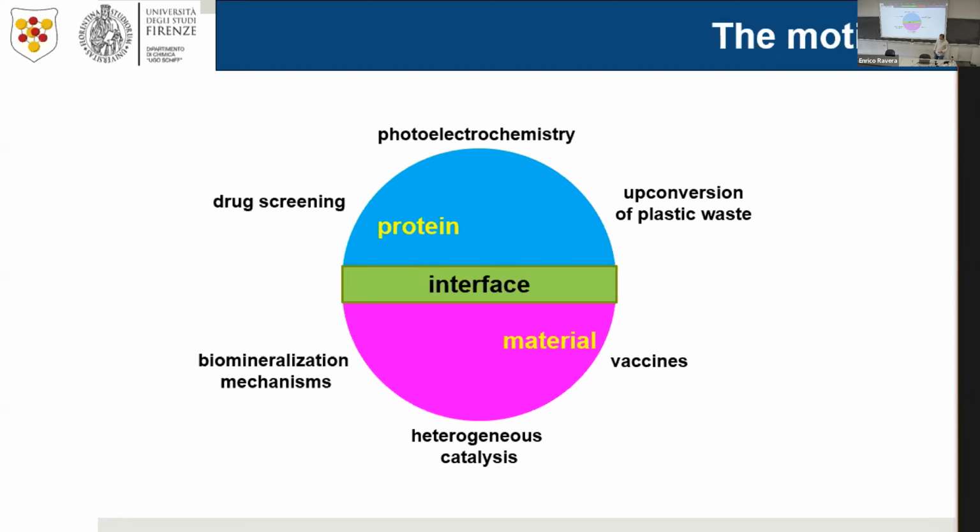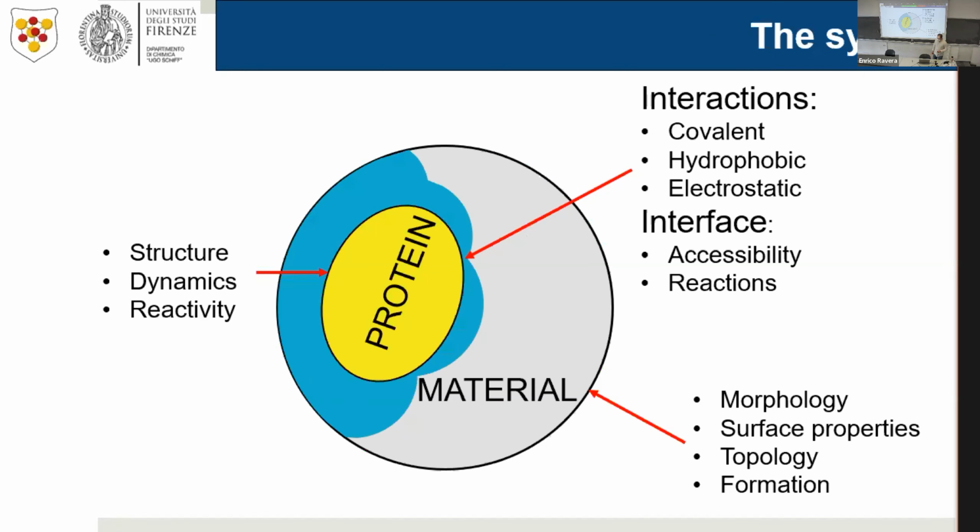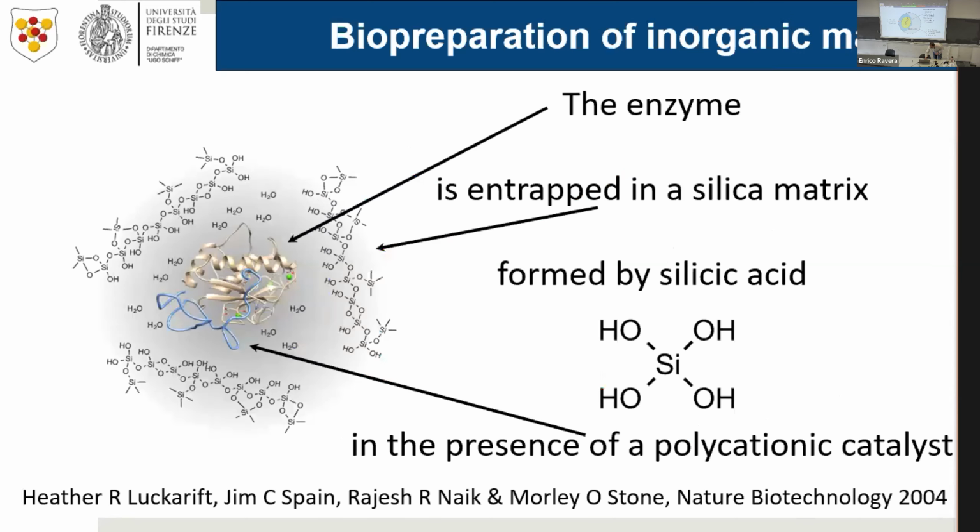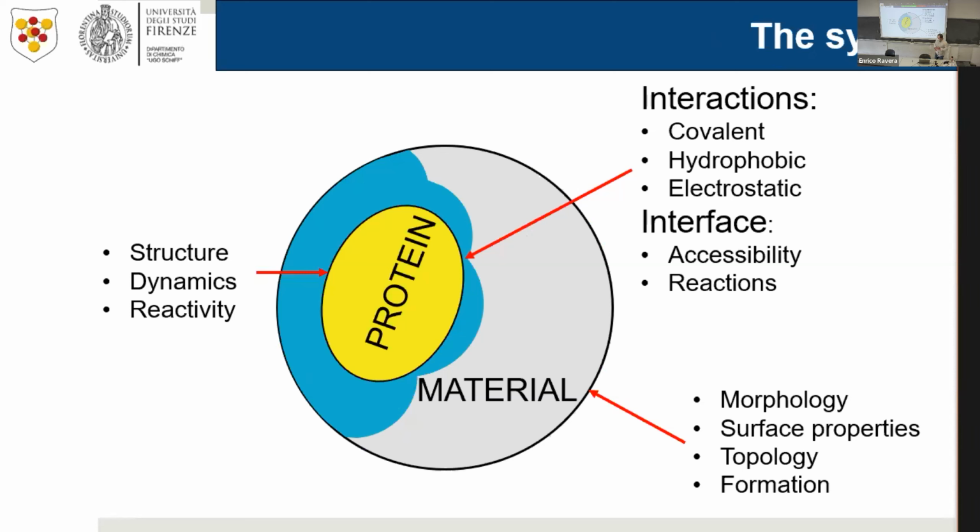And for a number of reasons, the way to approach these systems is NMR. Because NMR can reveal the properties of the protein in terms of structure, dynamics, reactivity. It can inform about the morphology and the properties of the material. It can also inform about the nature of interactions: what is covalent or electrostatic, or how much the surface or the protein remain accessible. So NMR is full of information on this kind of systems.